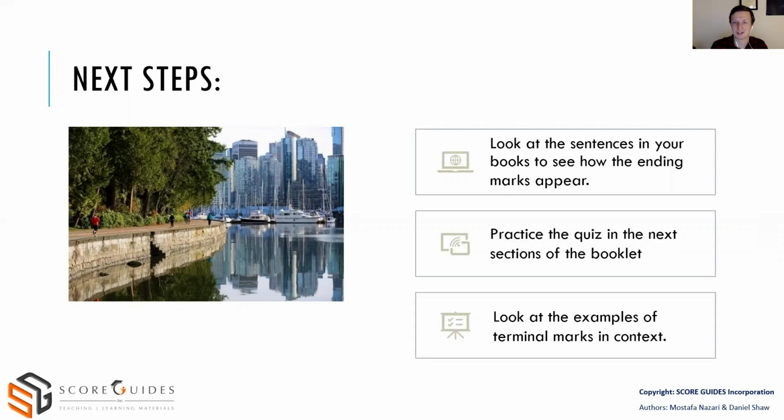So that is terminal or ending marks. That's periods, full stops, question marks, and exclamation marks.